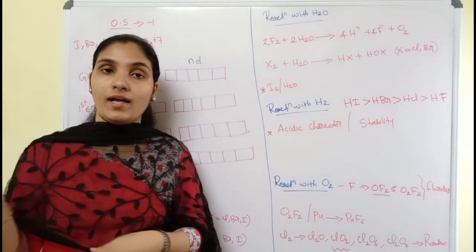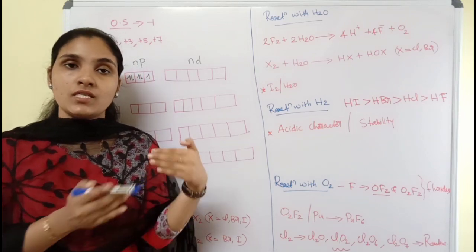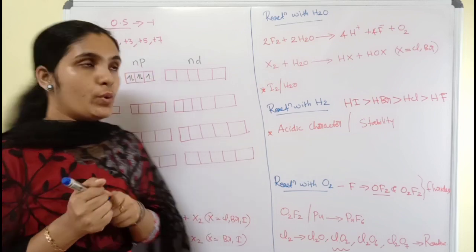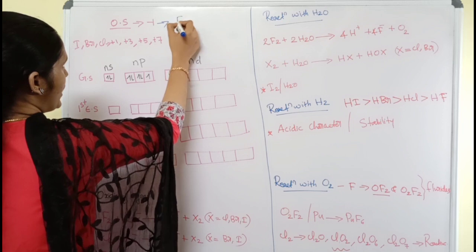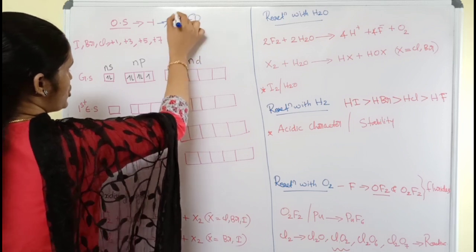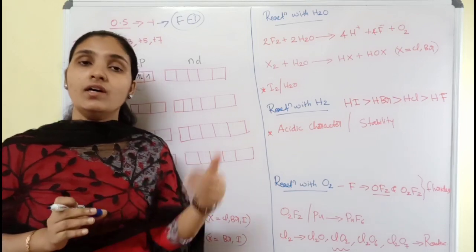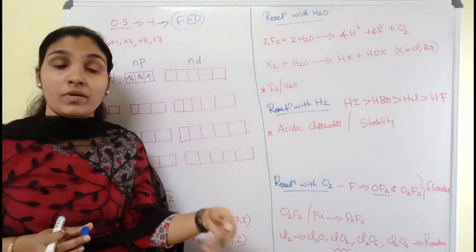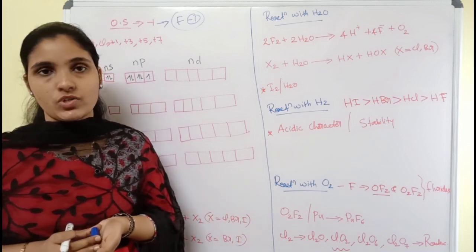So normally we know halogens exhibit -1 oxidation state, and this is purely restricted only in the case of fluorine. Fluorine is the first halogen. Fluorine can exhibit only -1 oxidation state. And -1 is the common oxidation state of halogens. So that means all halogens can exhibit this -1 oxidation state.